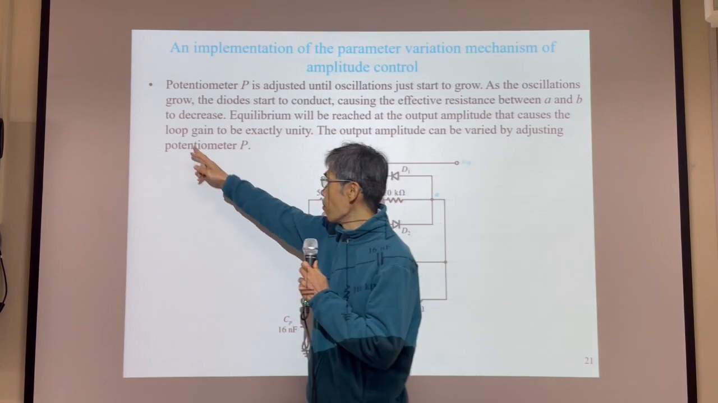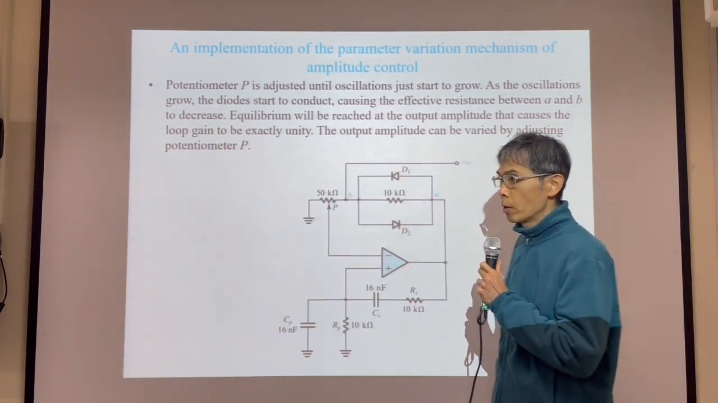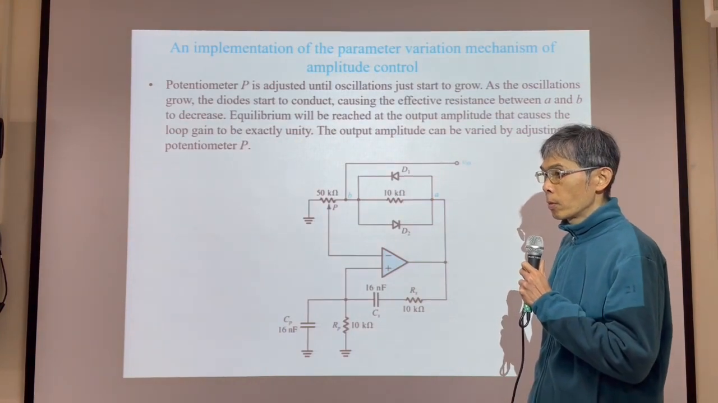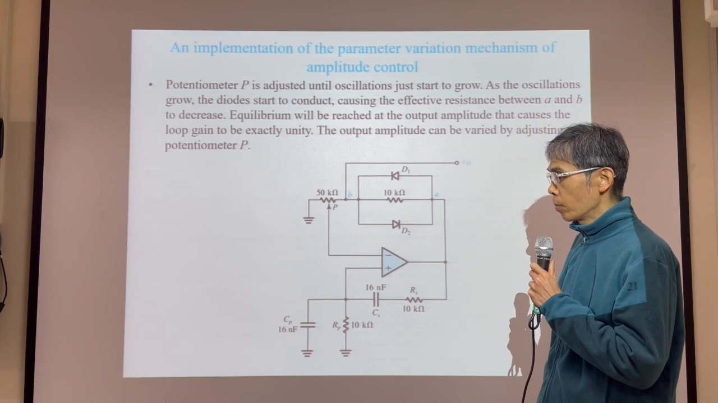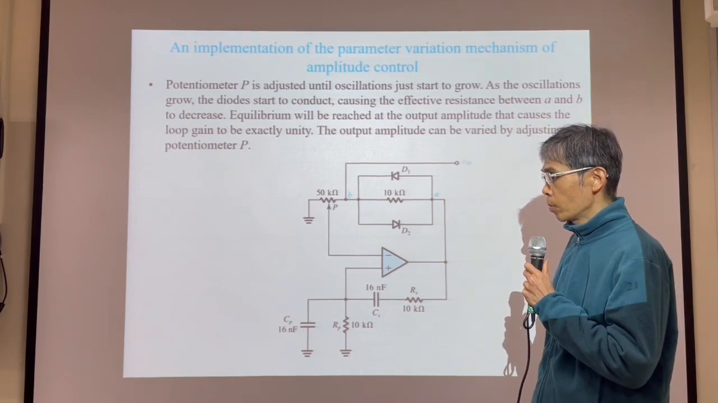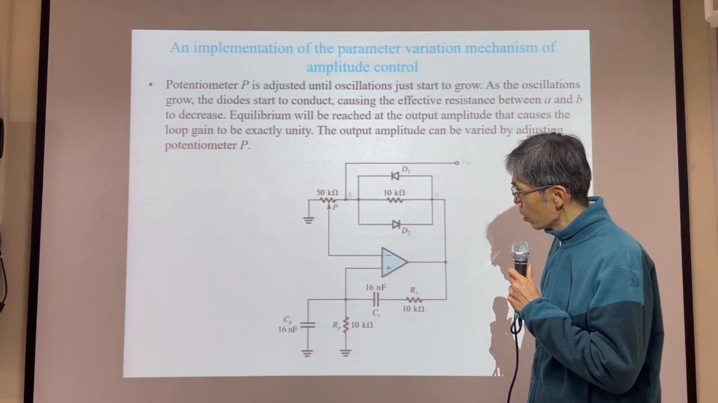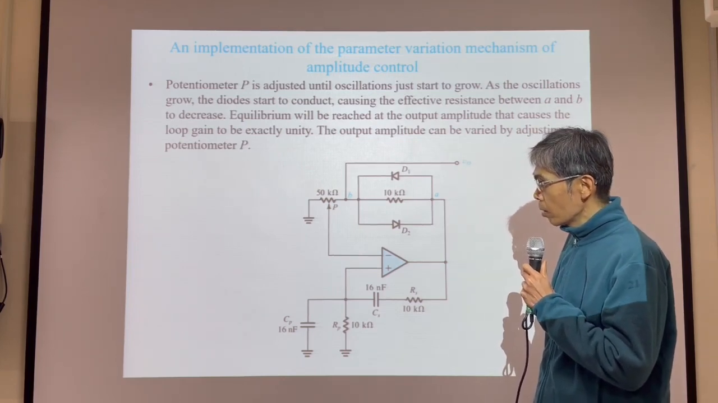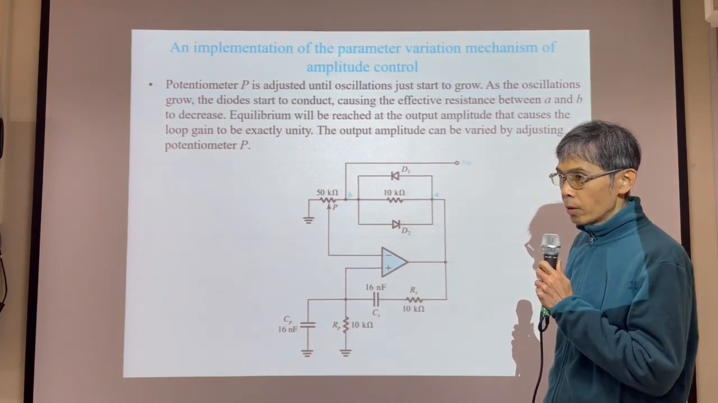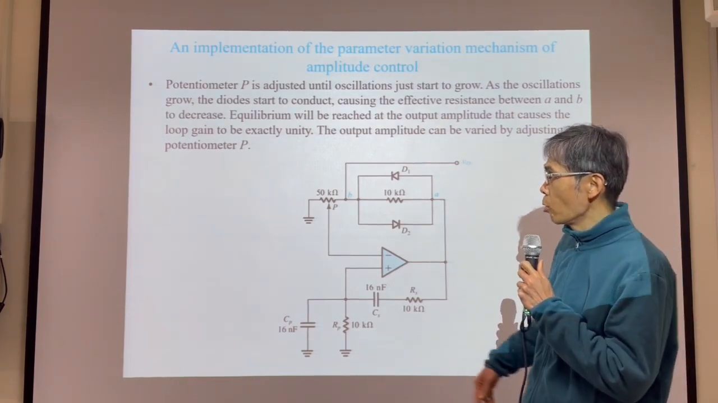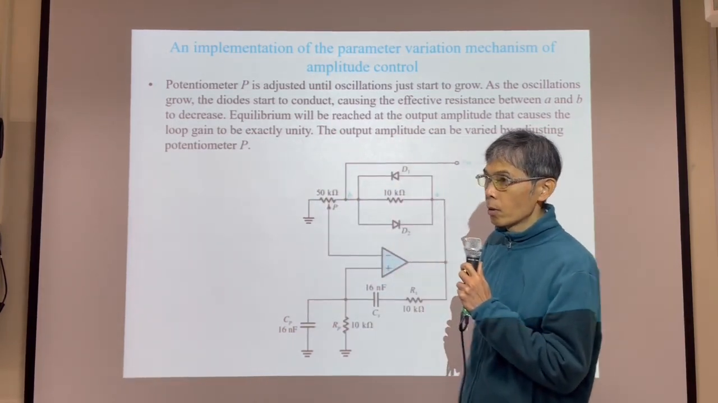Why do we need to make the loop gain to be 1? To have the same output and input. The same output and input. Kyler, why loop gain should be 1? To achieve the equilibrium.